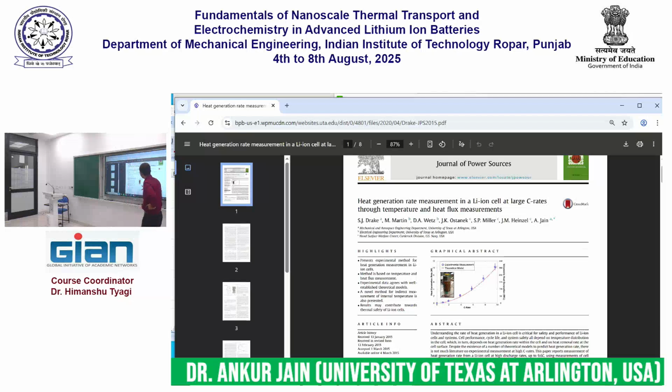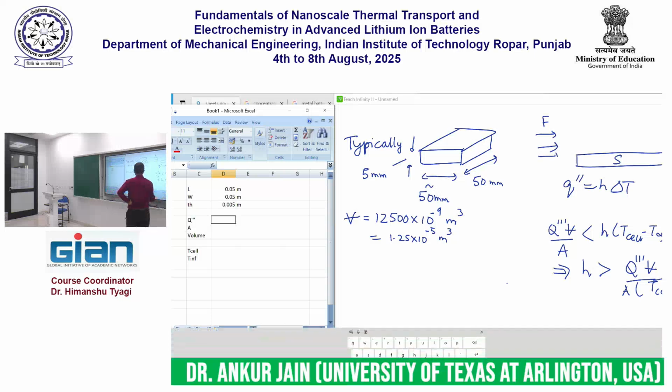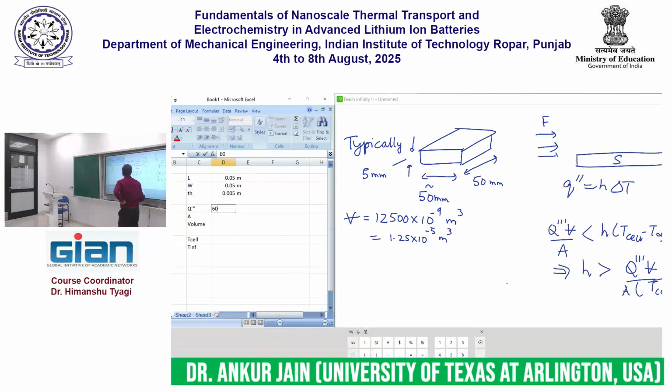So let's just pick a number here. Let's say I'm at 4C. At 4C, the amount of heat generated is about 60 watts per liter. So let's start from there, okay? So the amount of heat generated Q triple prime is 60. It was watts per liter. I must convert it to watt per meter cube. So what should I do? Multiply it by 1,000, right? So this becomes 60,000. This is watt per meter cube.